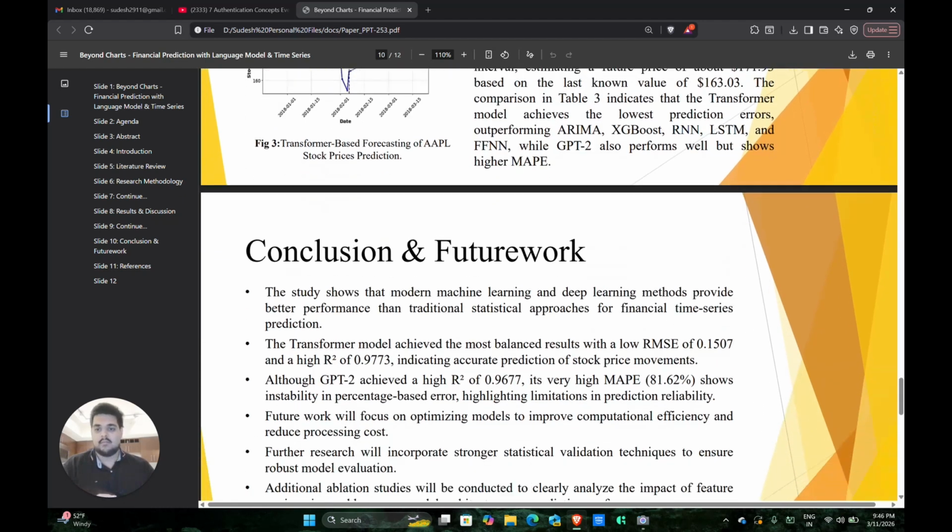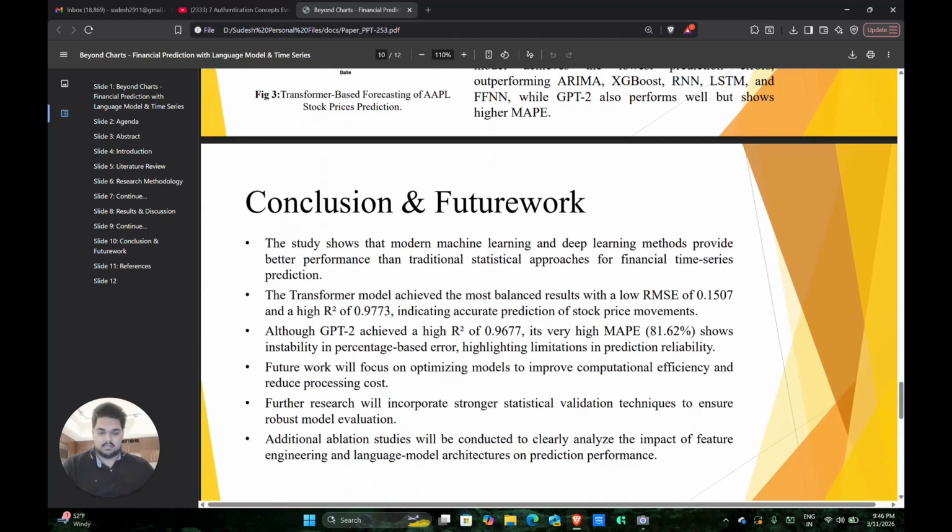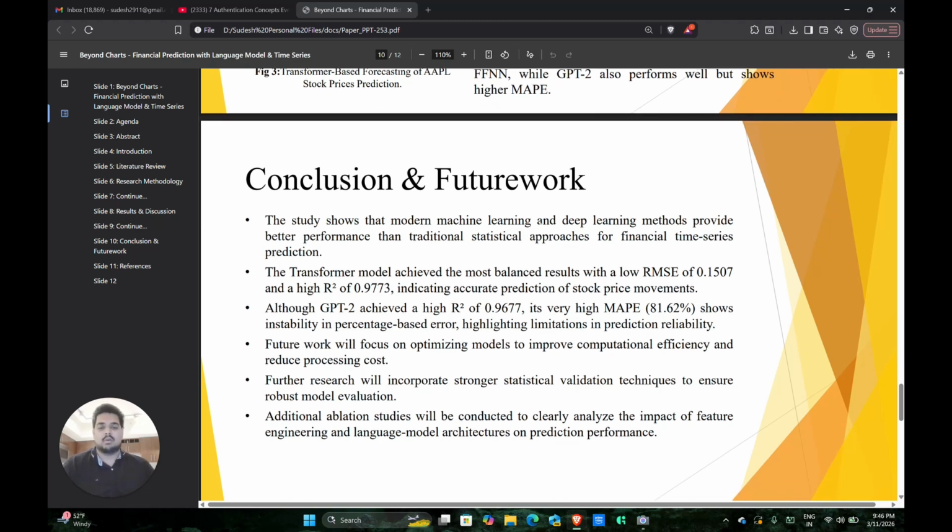That brings me to the conclusion: future work. The study sets the baseline that modern ML and deep learning models can perform better than traditional stat models such as ARIMA. That's for sure. The transformer model achieved the most balanced results. GPT did better than the baseline transformer model, but had a very high MAPE, which is not acceptable in production systems, I would say. Future work would focus on optimizing models to further improve the computational efficiency and reduce the training and testing cost and even running cost.